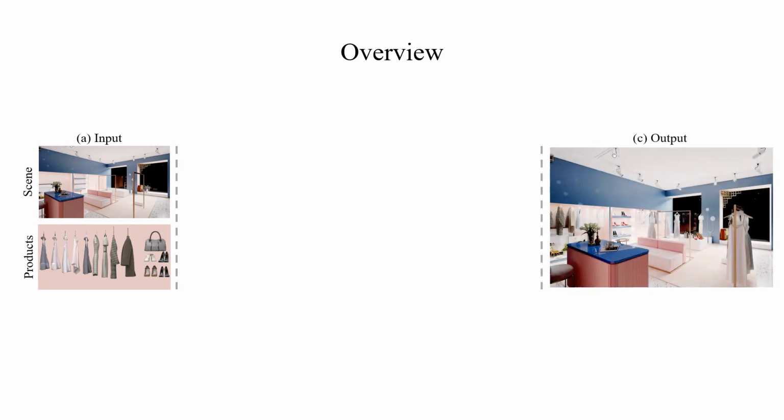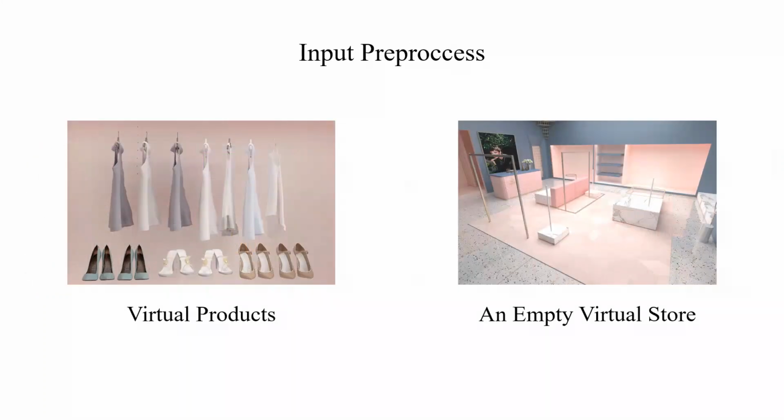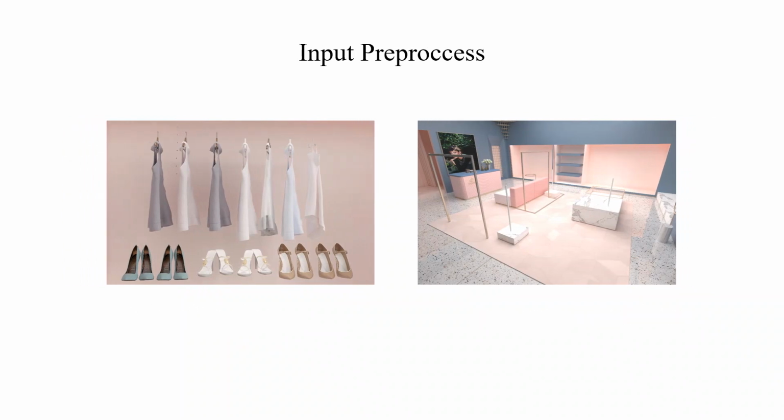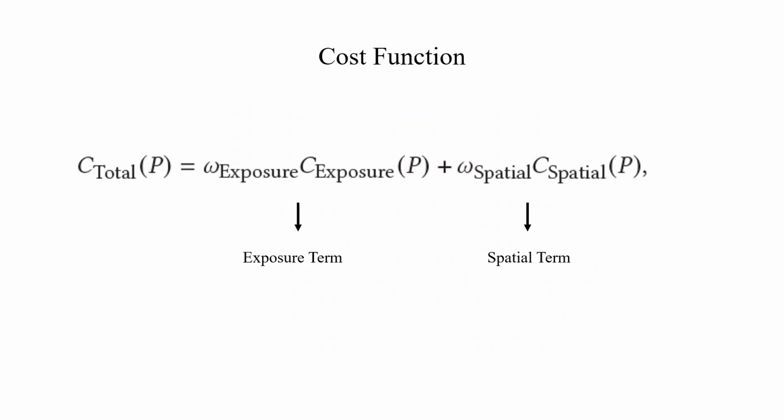The input is a virtual store scene and some 3D products, and the output is a virtual store with our optimized product placement. The product placement optimization includes a cost function, which consists of an exposure cost and a spatial cost. Given an input scene and some virtual products, we perform a pre-processing step to obtain an initialized store scene with randomized product placement. The optimization is driven by a cost function, which considers an exposure term, encoding our regressor to improve product exposure, as well as a spatial term concerning design priors.